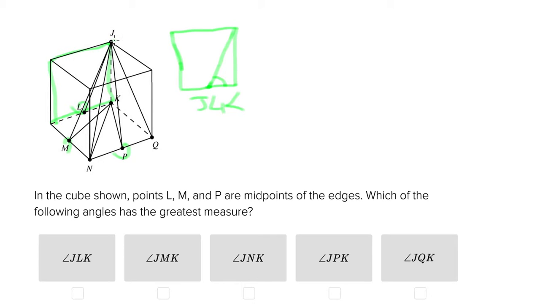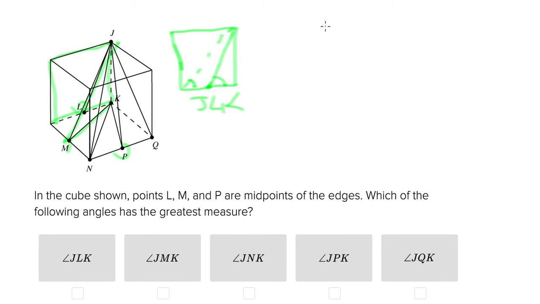JMK. So that's the angle formed by J, M, and K. And here we're going across part of the cube, but not all the way across, so this angle would be a little bit larger than if we went all the way across. Just as if you drew a line from this side of the square all the way across to that side, this angle would be just a little bit smaller than this angle, especially since the distance between KM is going to be slightly shorter than the distance between KN.